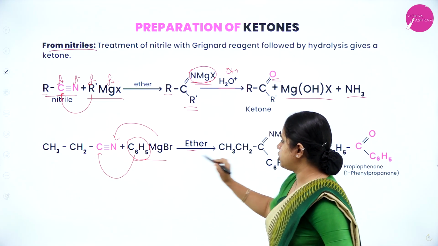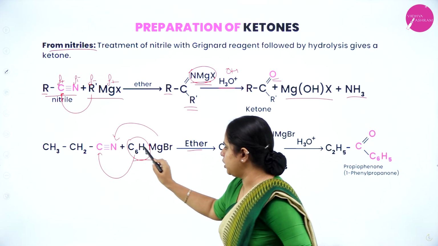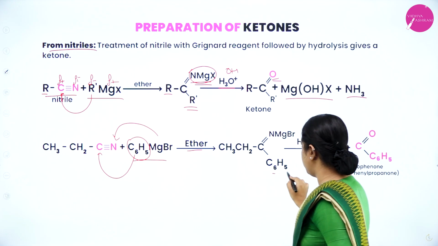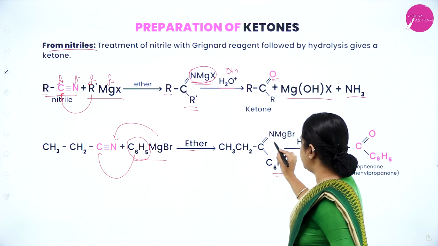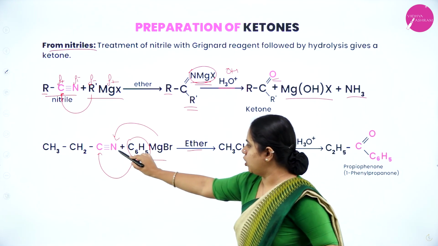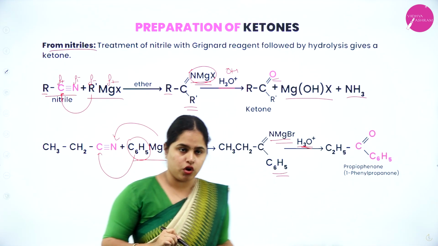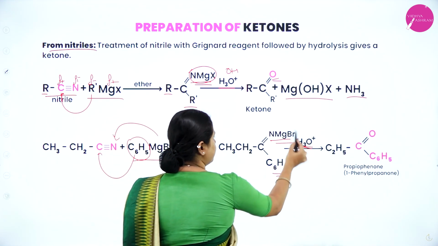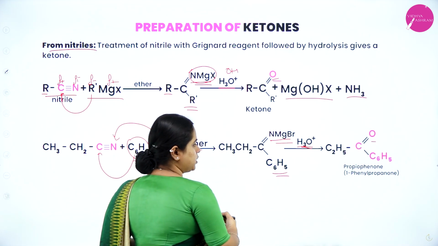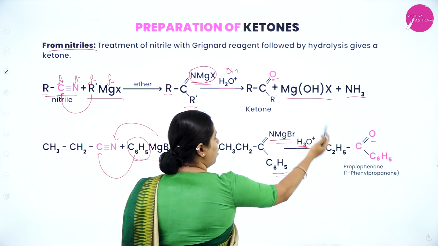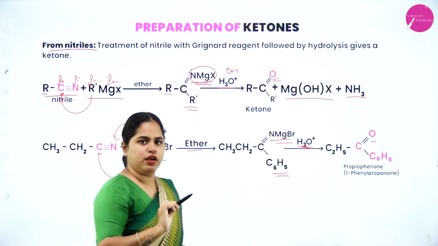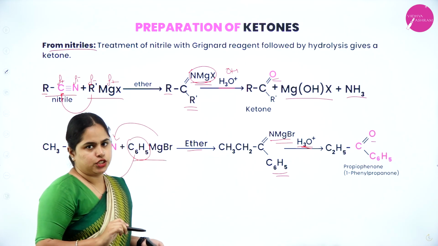So what you are having, CH3CH2 and then to the carbon you will have the C6H5, which is shown here. And to the nitrogen you will have the MgBr. So nitrogen is already there and MgBr will get attached. Then it is going to undergo hydrolysis and what will happen? You will have the oxygen atom here. C6H5 will remain as it is and it will form again MgOHBr, and ammonia will be liberated. Again you got a ketone. Clear?